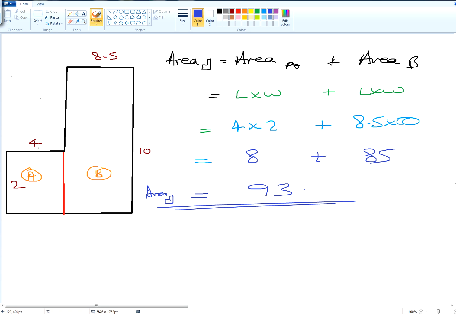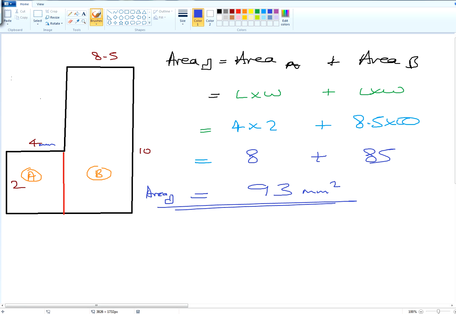Now you haven't given us any units. Centimeters. It's millimeters. So millimeters squared. So the idea is to add the areas in this particular instance. Sometimes you have a question where you have to minus it. Okay? Let's have a look at one of those now.